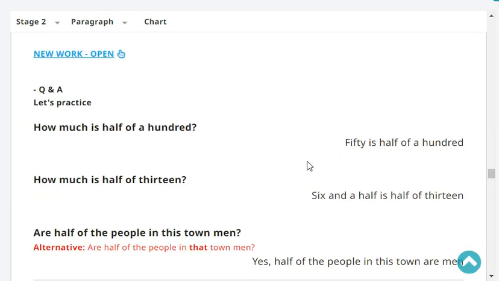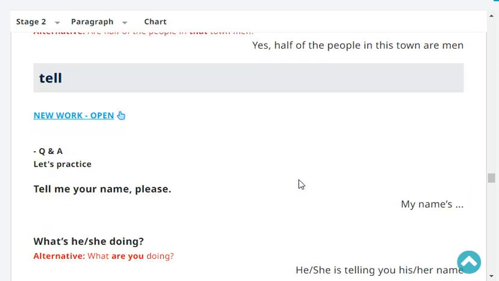Very good. How much is half of 100? 50 is half of a hundred. How much is half of 13? Six and a half is half of 13. Are half of the people in your town men? Yes, half of the people in my town are men.